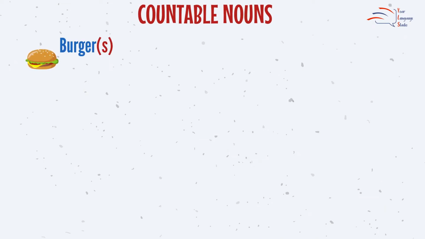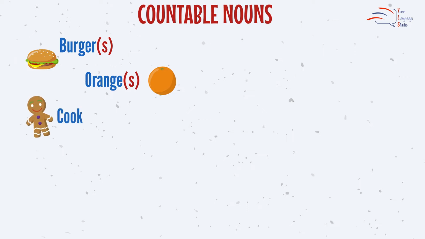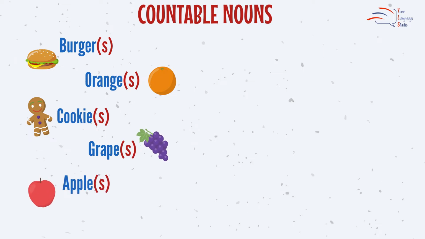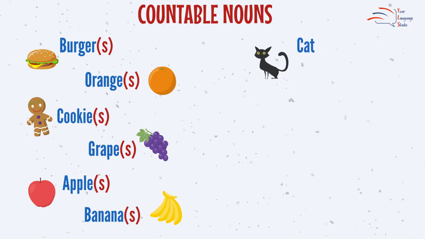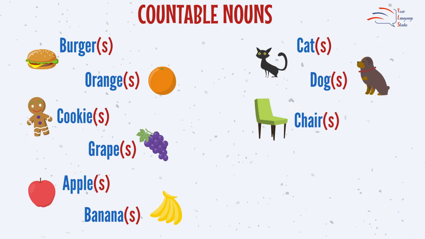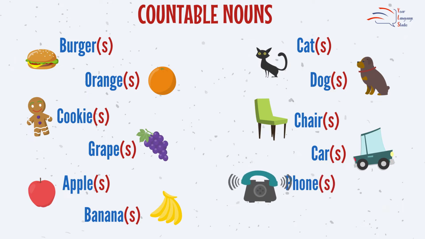Burger, burgers. Orange, oranges. Cookie, cookies. Grape, grapes. Apple, apples. Banana, bananas. Cat, cats. Dog, dogs. Chair, chairs. Cars. Phone, phones. Spoon, spoons.